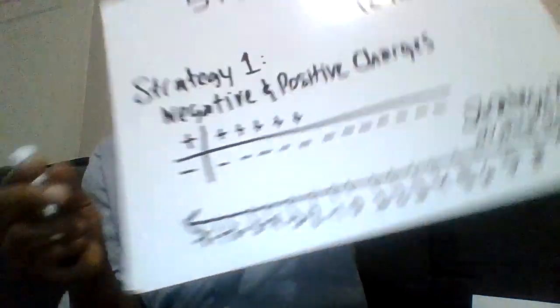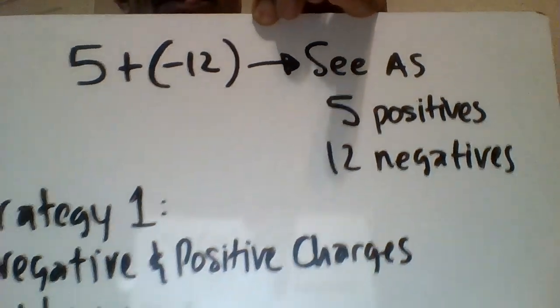So there are a number of strategies I'm going to show you that work better or more effectively in different situations. And so that's the reason why I'm going to show you a number of strategies when it comes to combining or adding or subtracting integer numbers. So let's take a look at this challenge we just talked about. That one was 5 minus 12.